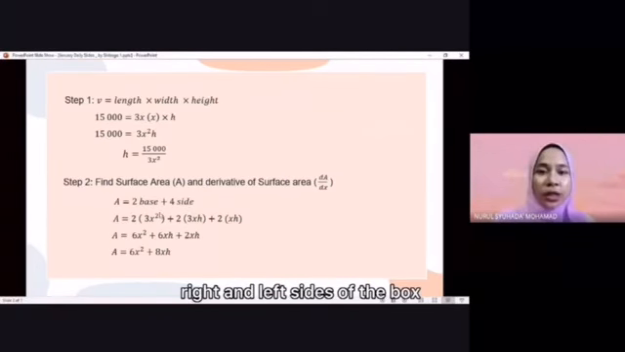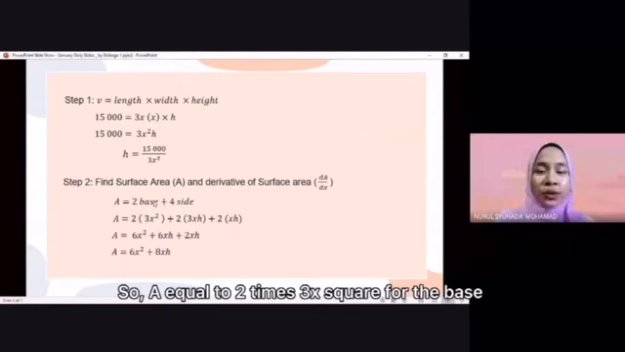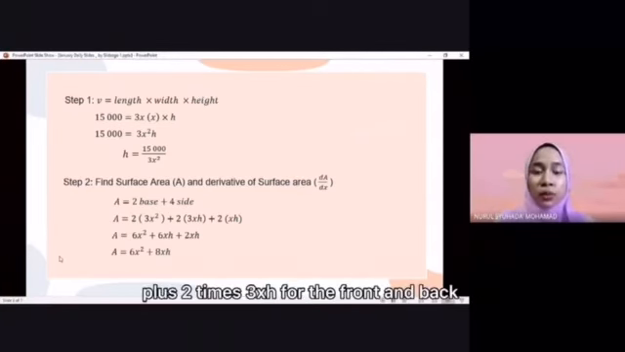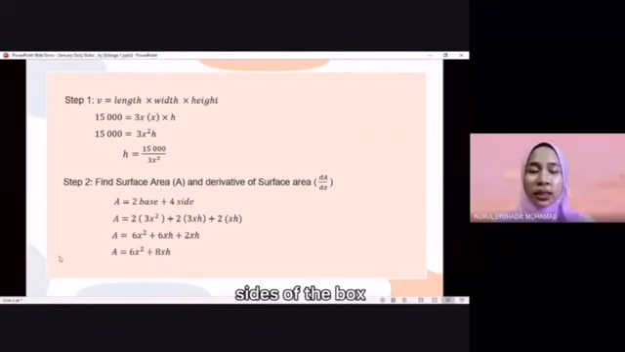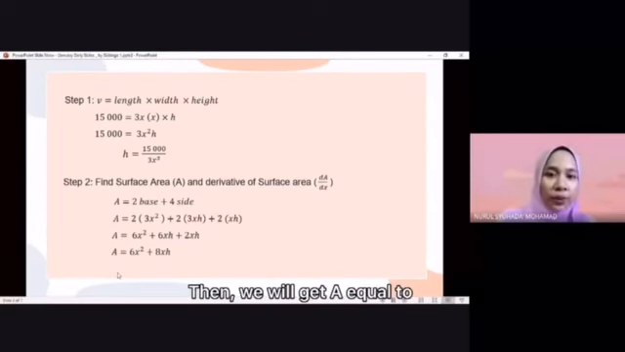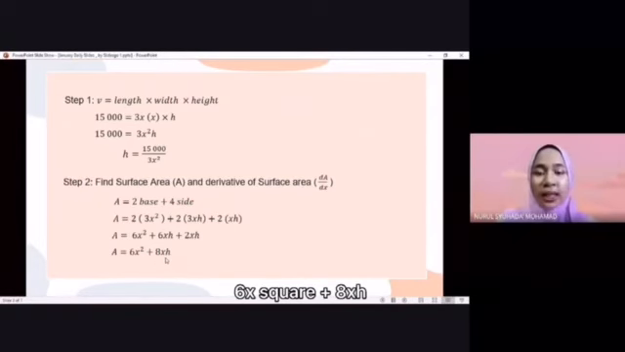side of the box. So A equal to 2 times 3x squared for the base of the box, plus 2 times 3xh for the front and back side of the box, plus 2 times xh for the right and left side of the box. Then we will get A equal to 6x squared plus 8xh.